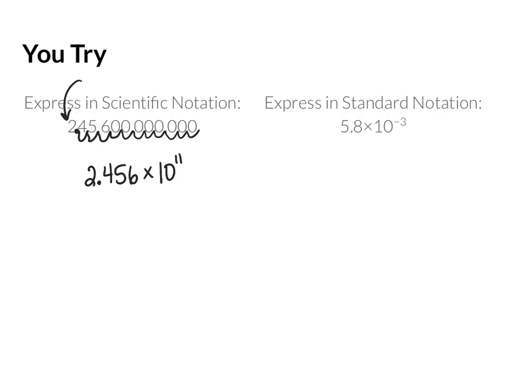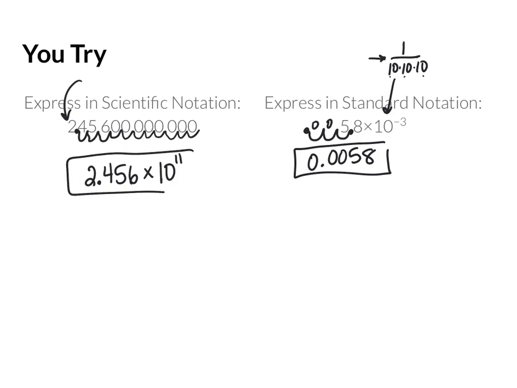For our second part, expressing in standard notation, one with a negative exponent. So I start here and I move the exponent -3 places. 1, 2, 3. Because when I multiply by 10 to the -3rd power, I'm multiplying by 1 over 10 times 10 times 10. Or you could see it as dividing 10 3 times. That gives me 0.0058 for my answer in standard notation.